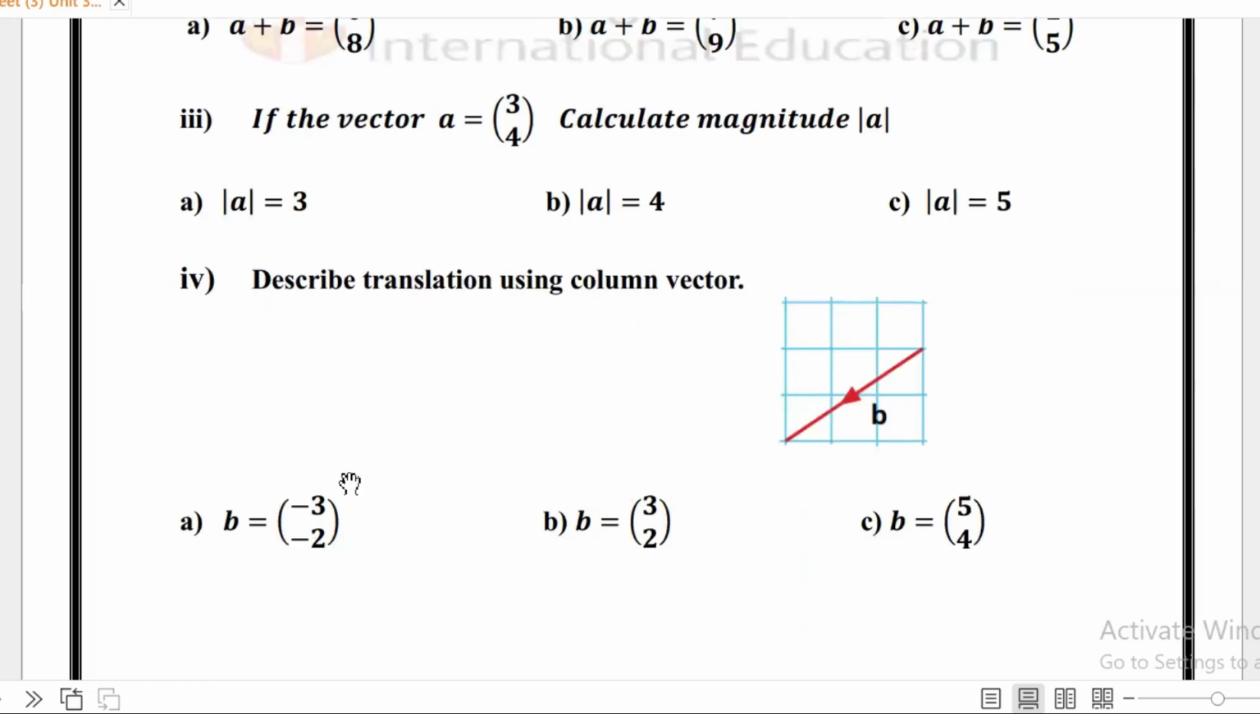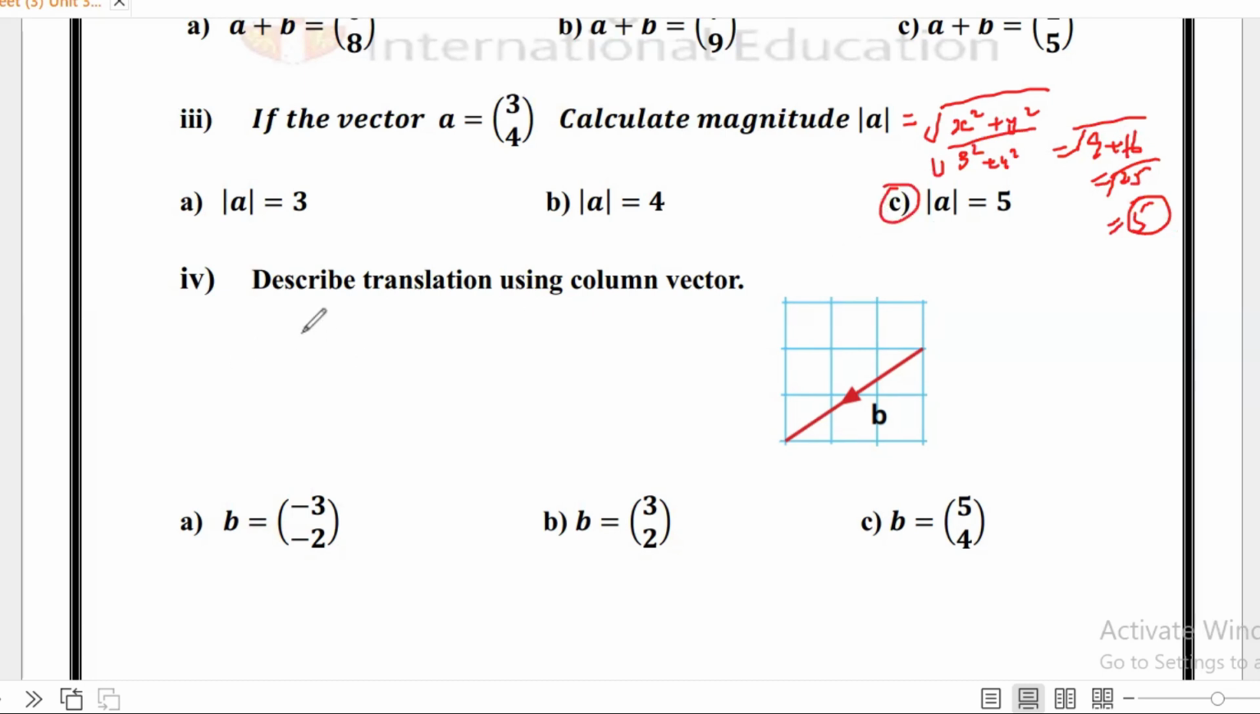If the vector a is (3, 4), meaning 3 units right, 4 units up, calculate the magnitude of the vector. Remember that the magnitude of a vector is basically the size or positive length of a vector. That means we use this formula, which gives me the square root of x squared plus y squared. Here your first value represents x, which is 3 squared plus 4 squared. It means 9 plus 16, which is equal to 25. So if you solve, it gives me 5. So your C part is correct.